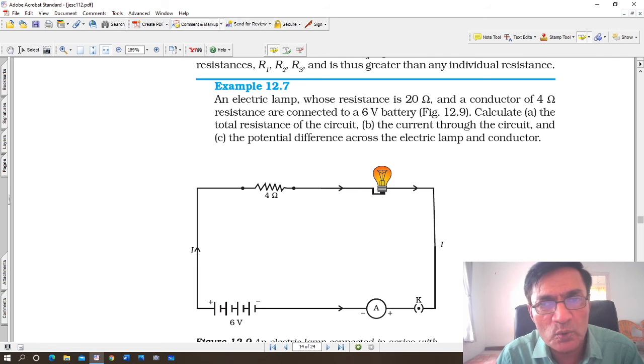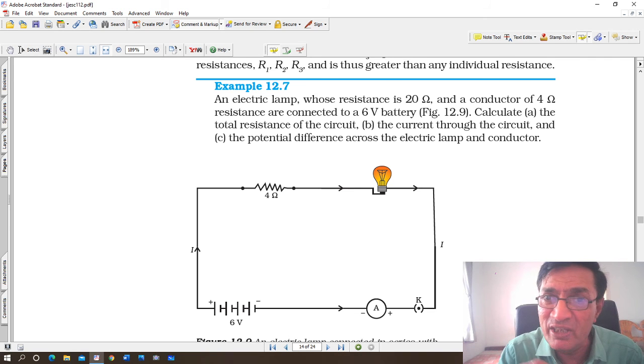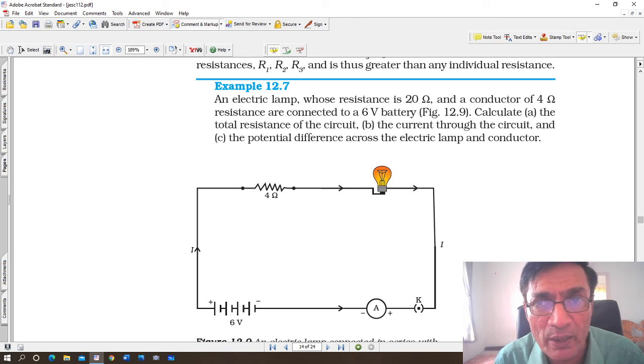And we are also supposed to find the current through the circuit. The current through the circuit: V is equal to I into R, so I is equal to V upon R. V is the 6 volt battery. 6 divided by 24. 6 upon 24 means 1 upon 4, which means 0.25 ampere current. So the current passing through the circuit is 0.25 amperes.